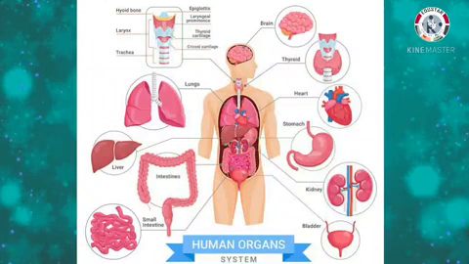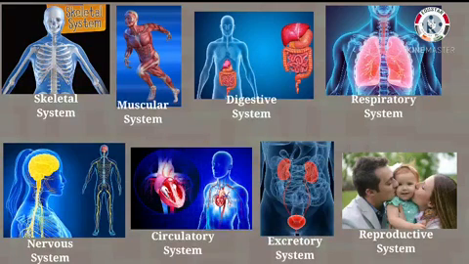As you already know, different organs form the organ system. The different organs in a system work in a coordinated manner to perform a particular function. The different organ systems in the body in turn work as a team, and we are able to carry out different activities in day-to-day life. Now let us see the important organ systems in our body. Skeletal system, muscular system, digestive system, respiratory system, nervous system, circulatory system, excretory system, reproductive system.